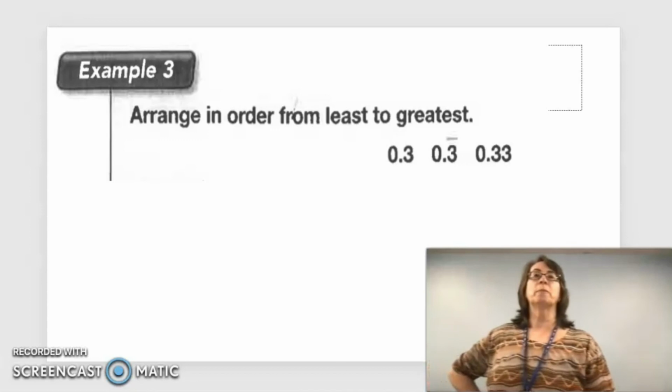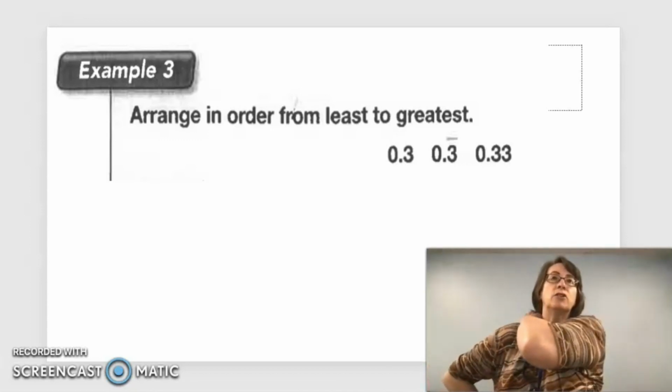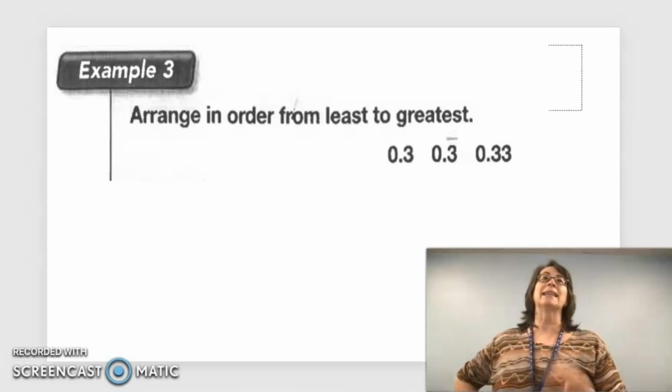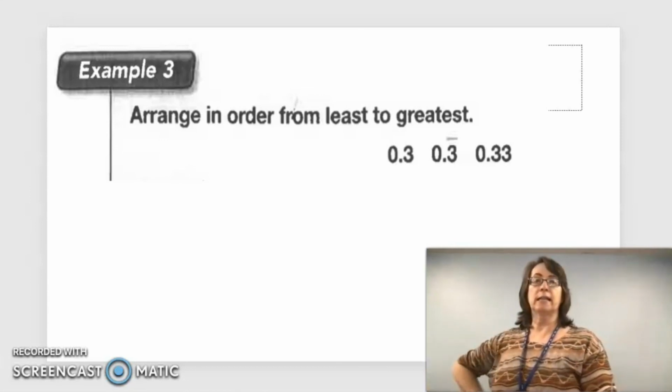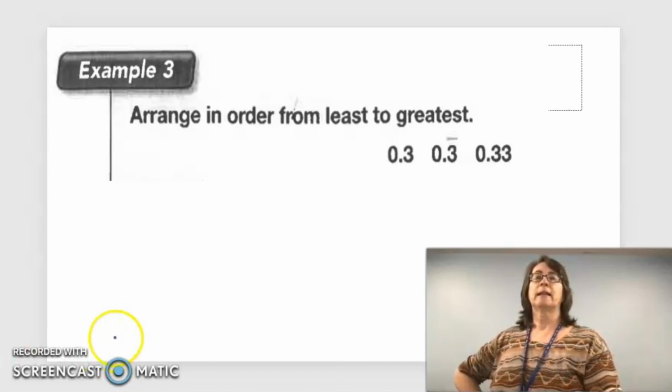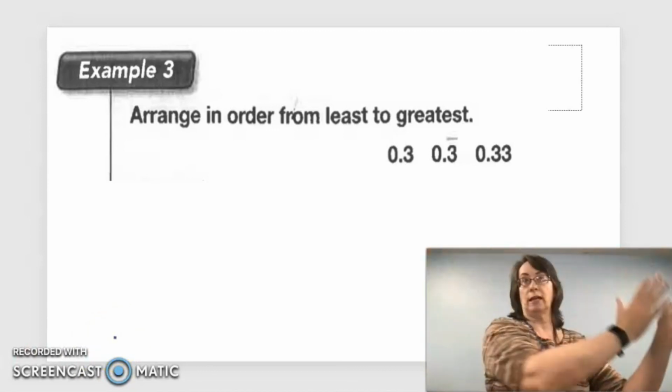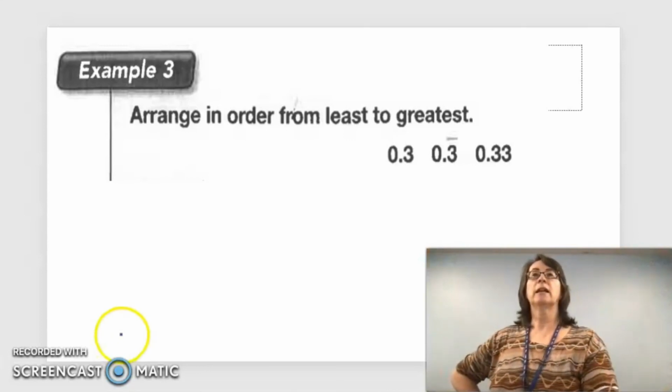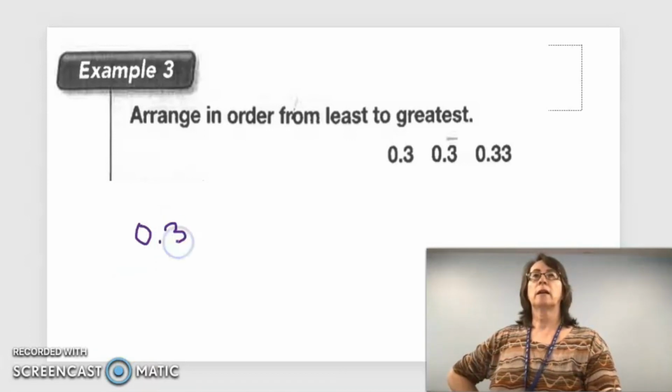Arrange in order from least to greatest. So who knows which one is the least? Which one is the least, Alexa? Least to greatest, going from least to the right or least to the left? Least is left, greatest is right. 0.3. Okay, so 0.3 would be first. Then 0.33, because the middle one has a line where it's repeating.